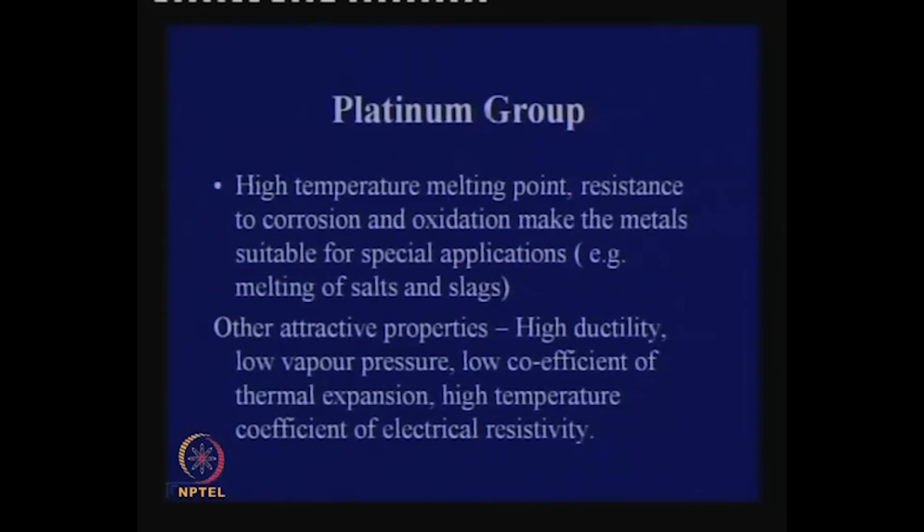As regards platinum group metals, they have the advantage of very high melting point, resistance to corrosion and oxidation, and in some special applications we need them. Without them it is not possible to melt salts and slags, which have high melting points and which are very corrosive. There are other attractive properties also, which make them find special applications in making thermocouples, in containers that need high temperatures, etc., etc.